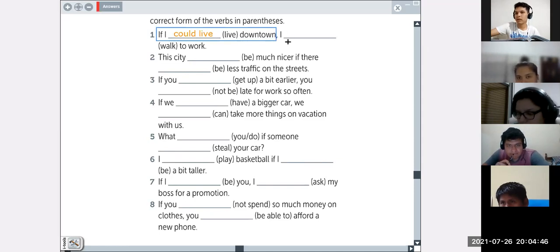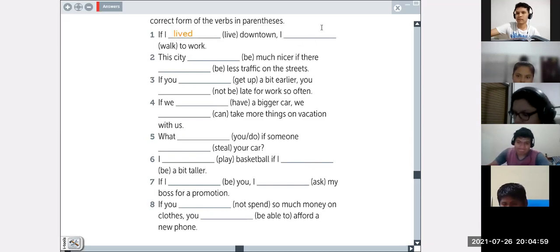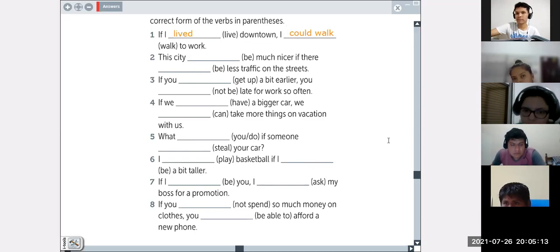Y en la segunda parte podemos utilizar could, would y un verbo, ¿cierto? Entonces, ¿cómo sería acá? If I lived, right? If I lived downtown, I could walk. I could walk to work. To work, right? Very good. You can use could, would, or might. Let's go with number 2, please.